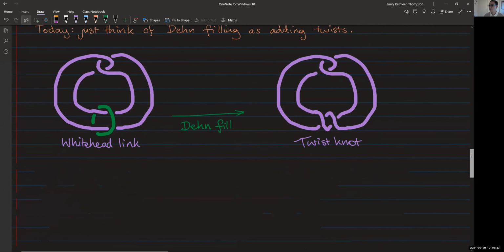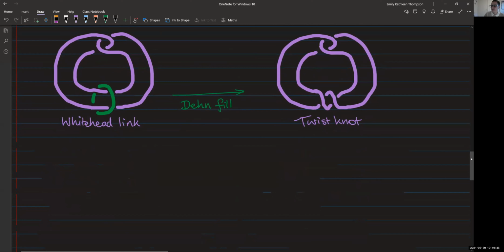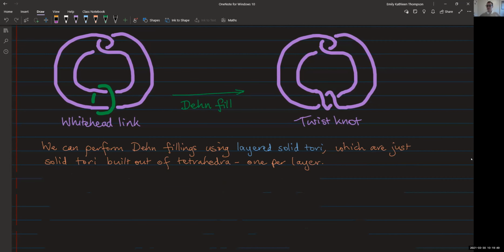Okay, so then we want to do this in a triangulated link complement. So we'll have a triangulation of our link complement, and then we want to perform this Dehn filling by gluing in what we call a layered solid torus. So basically, think of a layered solid torus as just a solid torus that we've built out of tetrahedra, and each of these tetrahedra corresponds to one layer of the layered solid torus. And essentially, you can think of each layer, each tetrahedron in the layered solid torus as adding one of these twists.